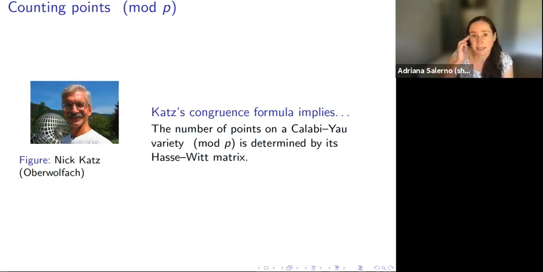So Nick Katz came up with a famous congruence formula. I don't have time to give you all of the details, but I'll just say that he figured out that the number of points on a Calabi-Yau variety mod p is determined by the Hasse-Witt matrix. Okay, so the Hasse-Witt matrix tells you everything you need to know about the point count. And now we're getting more into finite fields, like, well, why would you give this talk in a finite field session? Because we're looking at solutions over finite fields.